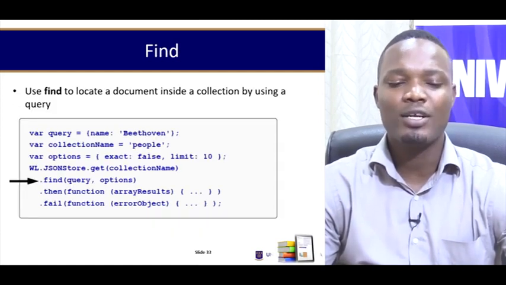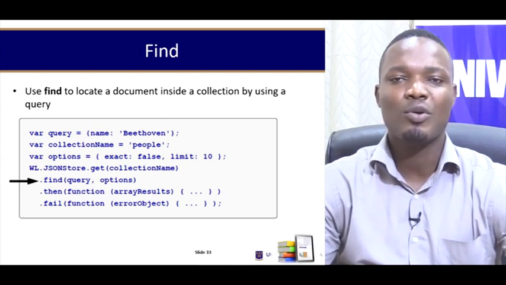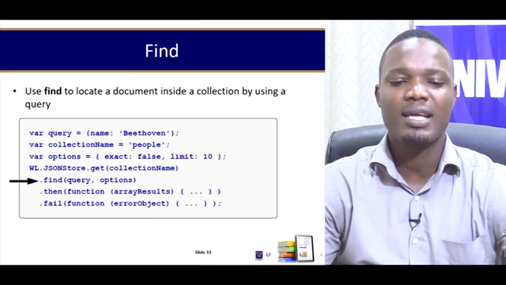Now to do a find operation, we use find to locate a document inside a collection by using a query. So here also we would use the .find, we'll pass in the query, and then we would wait for the response. The .then when it's successful, and then the .fail when it fails. Our query here contains the column that we want to search. Here is name, and then what in particular, what value of name we want to search. Here is Beethoven.